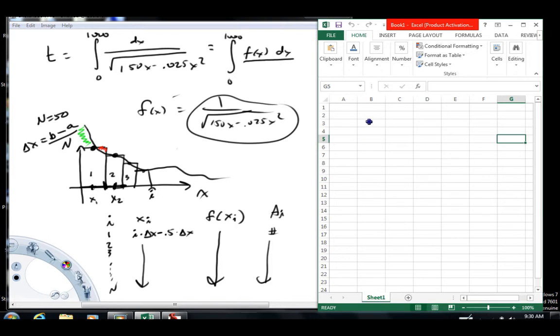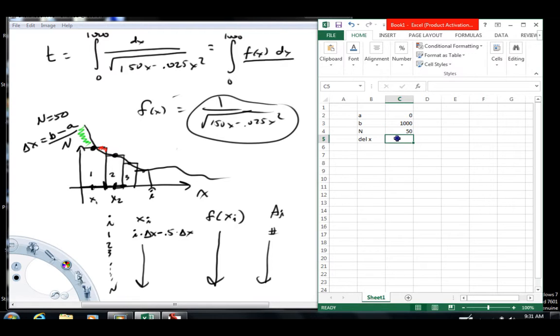Just like I mentioned before, we have a lower bound, which I'm going to call a. I'm going to make another column, b, for the upper bound. n is going to be the total number of rectangles, and the very first thing I'm going to calculate is delta x. So I'll put in these values: 0 for my lower bound, 1,000 for my upper bound. I'm going to use 50 rectangles. I know I need at least 50 to get close to 2 sig fig accuracy in this example. I'm sure it's because of this asymptote here that's giving me a little trouble.